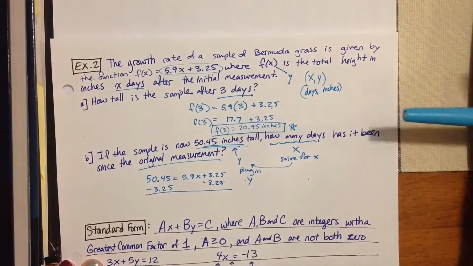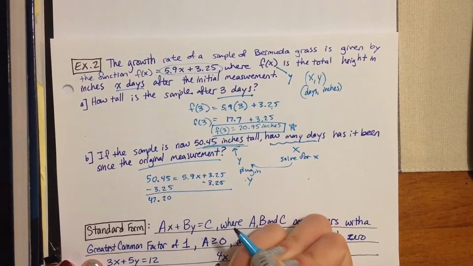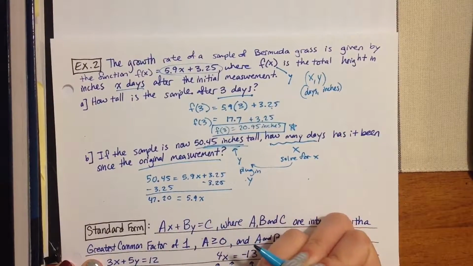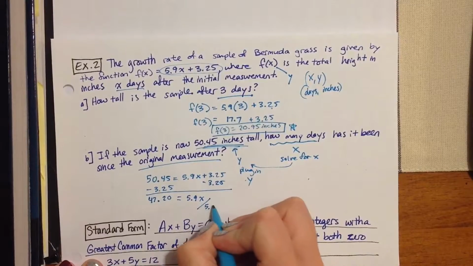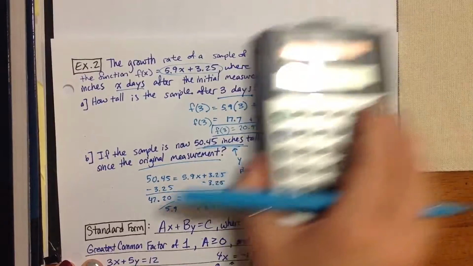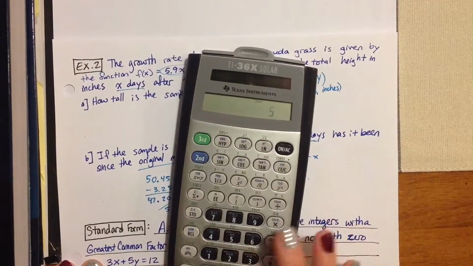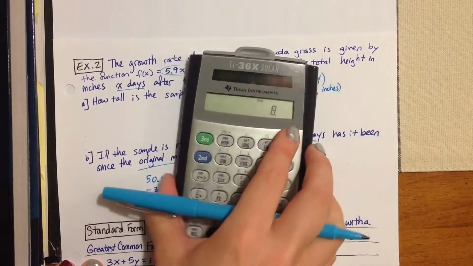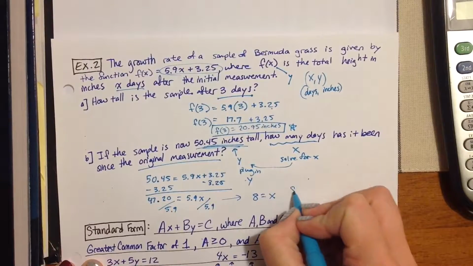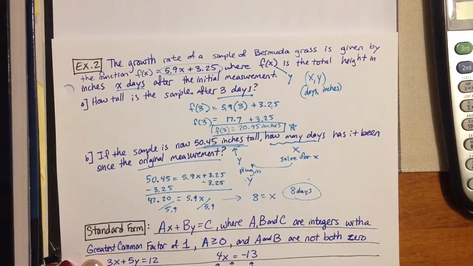So I don't need my calculator for that one. It's going to be 47.20 equals 5.9x. This one I am going to need my calculator for. I'm going to divide by 5.9 both sides. I get 47.2 divided by 5.9, 8. How nice. 8 is my x value, so I can say it was 8 days. Took me 8 days to get to 50.45 inches.